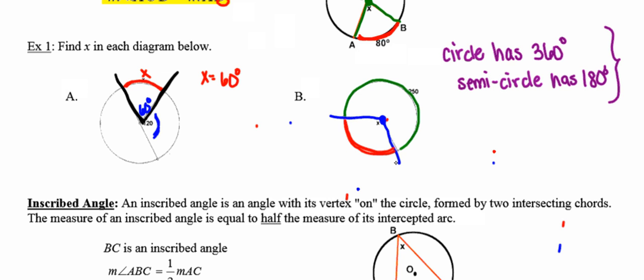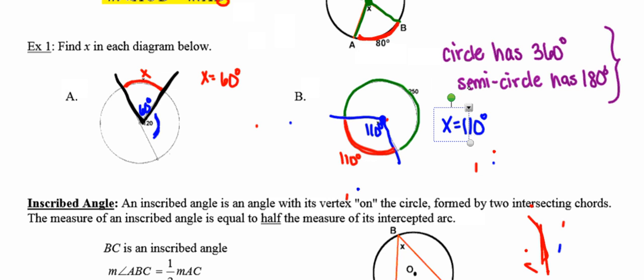And since the green arc and the red arc together have to total 360, we can conclude that the measure of the red arc is 110 degrees. And if the measure of the red arc is 110 degrees, the measure of the central angle that intercepts that arc must also be 110 degrees.